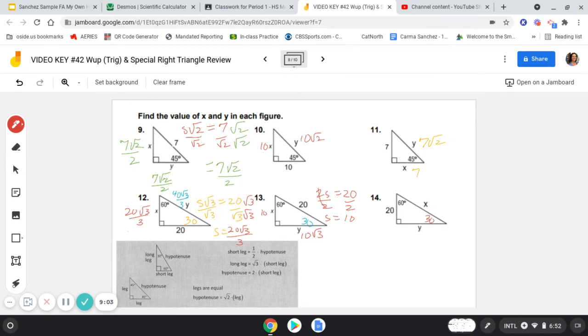And finally, here's our most basic. Across from the 30, my short leg is just a nice, easy 20. When I have the 20, I know that my hypotenuse is 2 times the 20. And I know that my long leg is just 20 root 3.